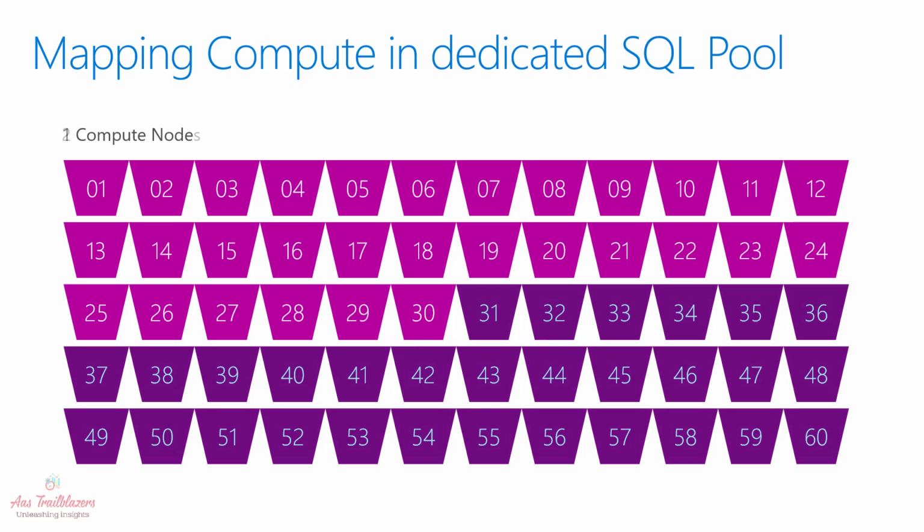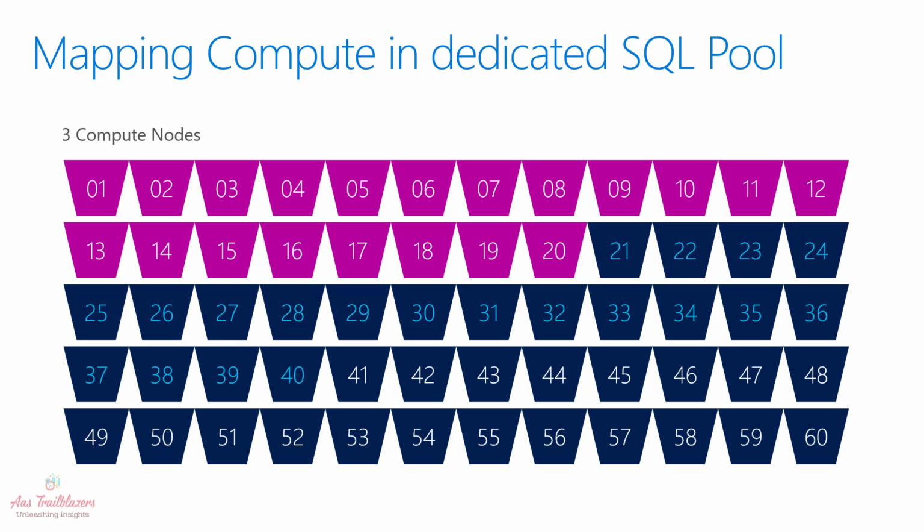Now consider another scenario where you have two compute nodes. Again, we still have 60 distributions where the data is distributed. Because we have two compute nodes, the number of distributions assigned to each compute node will be half of 60. Basically 30 get assigned to compute node 1 and 30 to compute node 2. So each of these compute nodes will be processing roughly half of the data in the table.